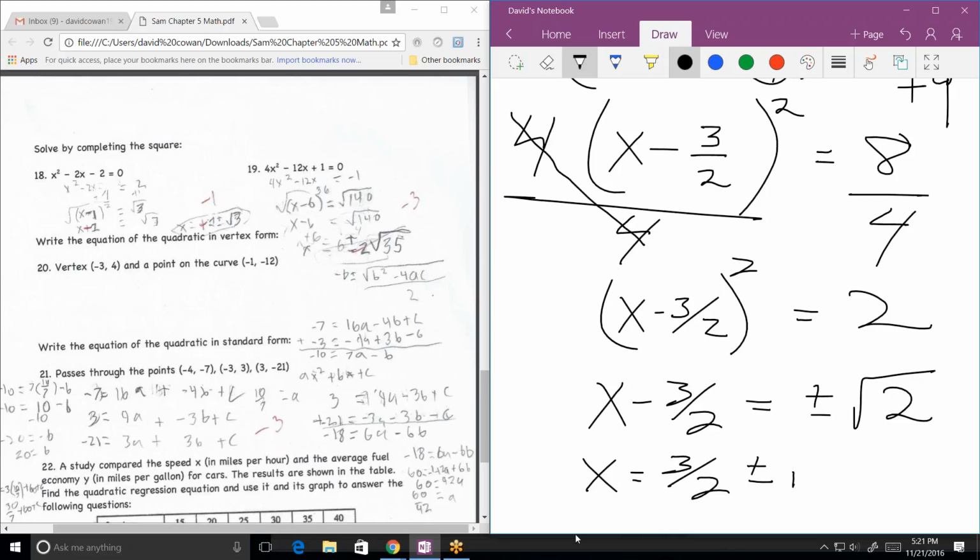You got it. That's it. And that's as hard as you're going to get on completing the square. But notice we had to do a couple of things. We had to factor out that 4. And then we had to get rid of the 4 that we factored out by dividing both sides by 4.